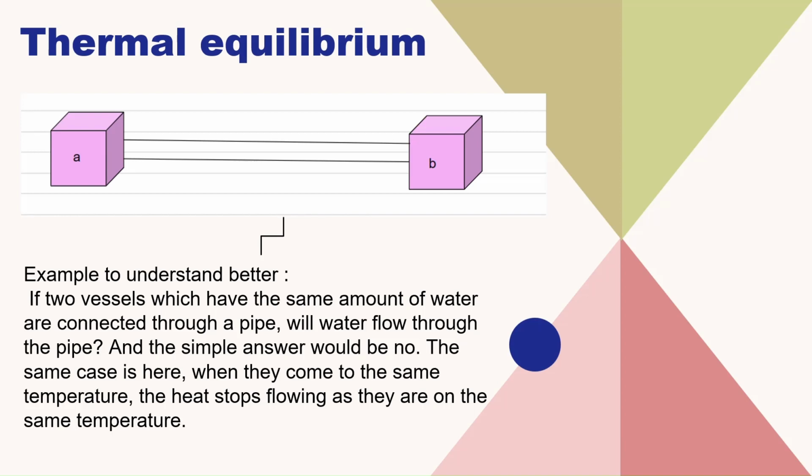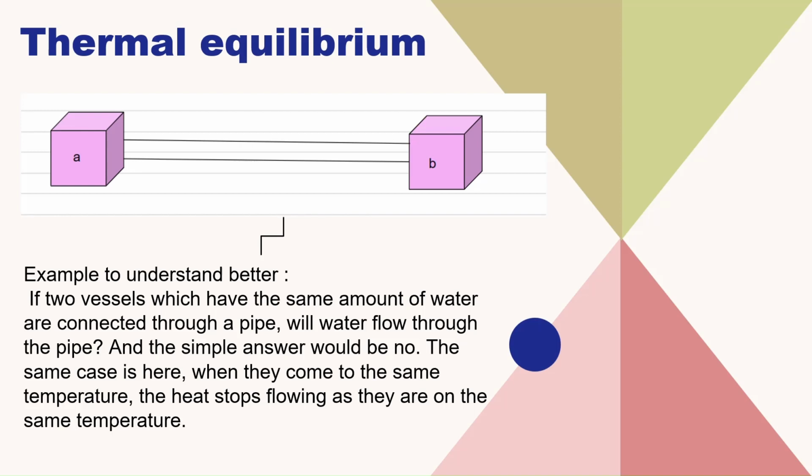Now this might seem confusing, right? So let's take an example which will help us understand better. If I have two vessels, I have a cup kept on a table and I have a jar kept on the floor, and I connect them using pipes the same way we connected the bodies, right? What will happen? That's obvious. The heat or the water will flow from the cup to the jar.